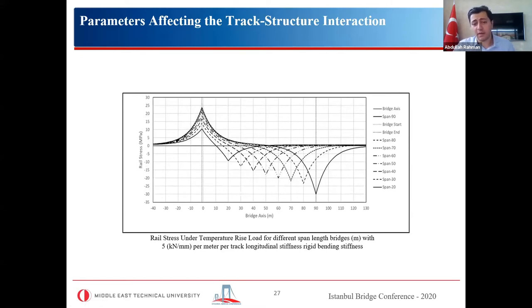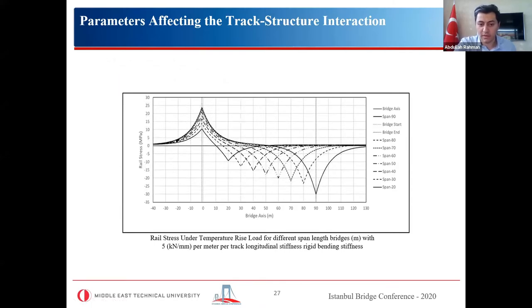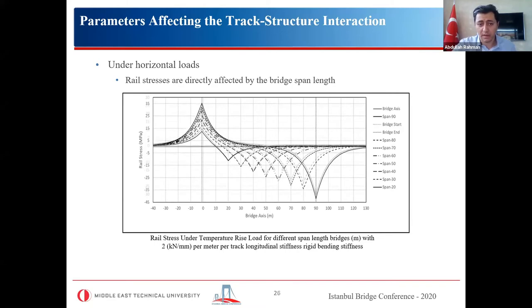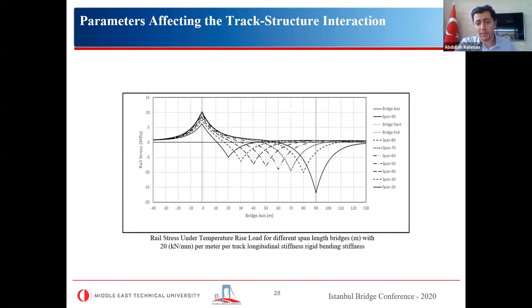Now I made the same thing, but with a higher longitudinal stiffness of 5 kilonewton per millimeter per track. The mechanical properties are the same, and the only difference is the span length. You can see that the span length is changing, and the longitudinal stiffness differs between these two charts. So you can see that increasing the longitudinal stiffness will decrease the rail stresses. Now I plotted the same chart, but for a higher longitudinal stiffness, 20 kilonewton per millimeter per meter per track.